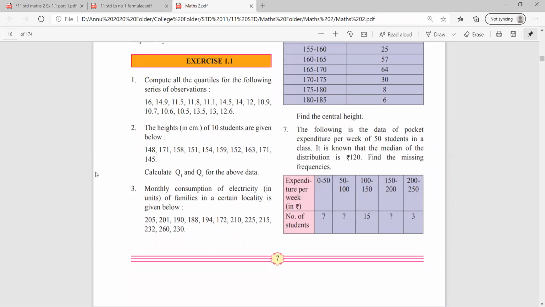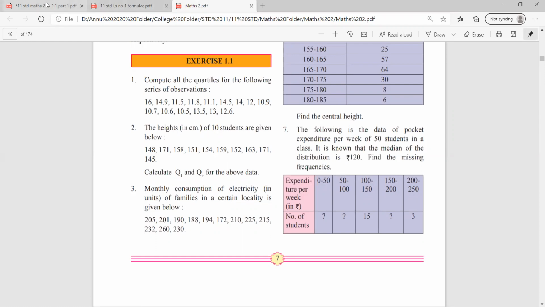Now, this type of data is called odd raw data. The value of n was odd, correct? We got n as 15. Now we'll be doing sums wherein the number of values is even, for example 10 students. For such sums, there are some steps which you need to follow, which I'll be explaining just now.